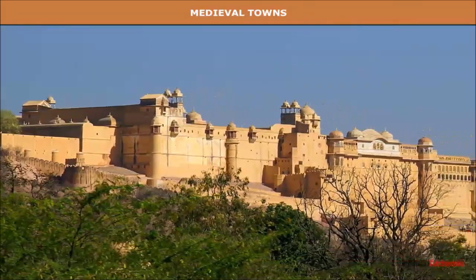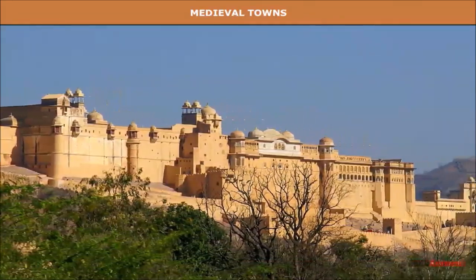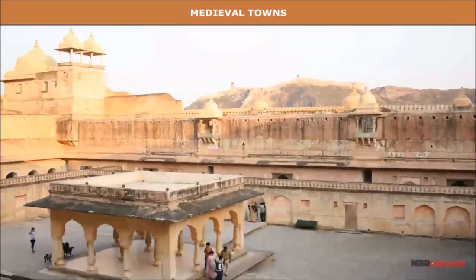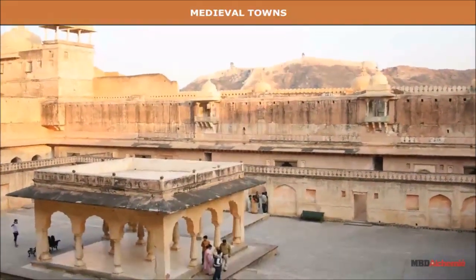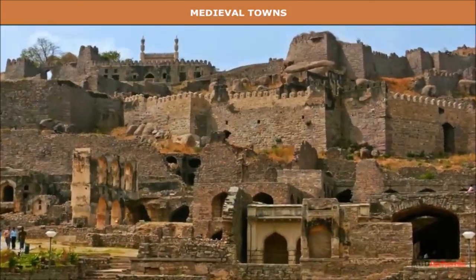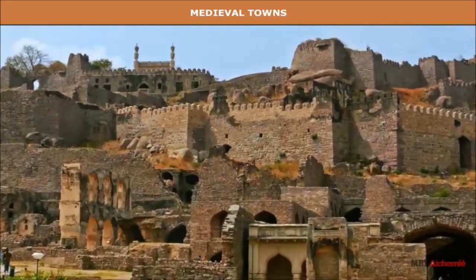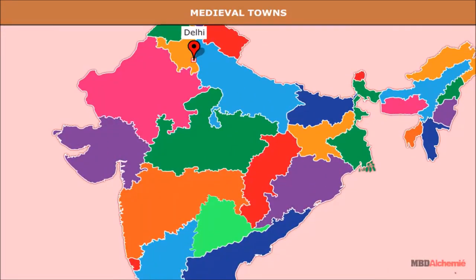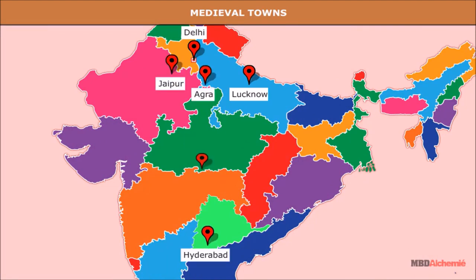Medieval towns. There are hundreds of existing towns evolved out of the medieval period. Most of them developed as headquarters of principalities and kingdoms. These are fort towns which came upon the ruins of ancient towns. Important among them are Delhi, Lucknow, Jaipur, Agra, Hyderabad and Nagpur.